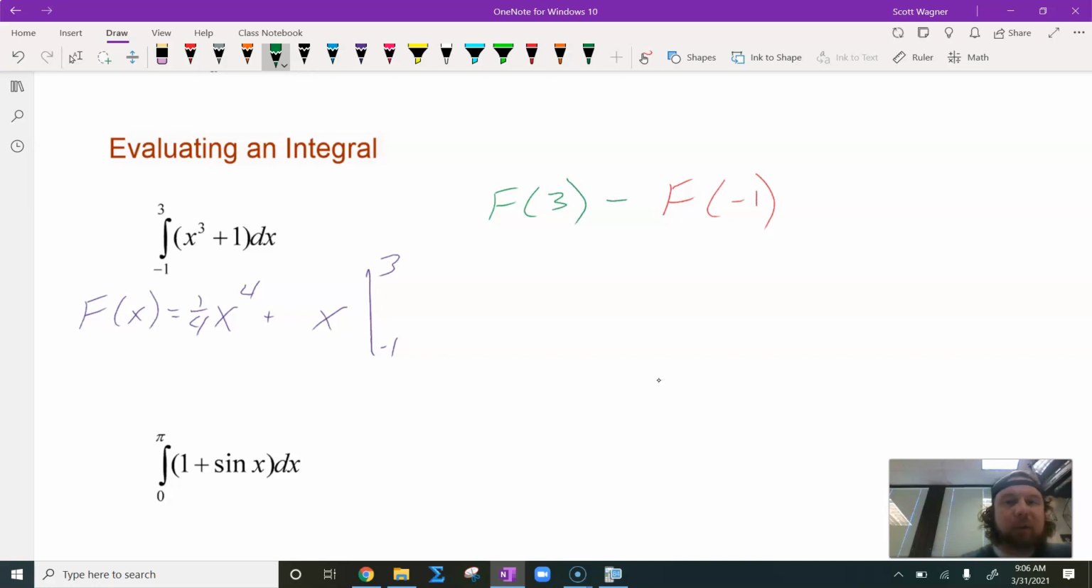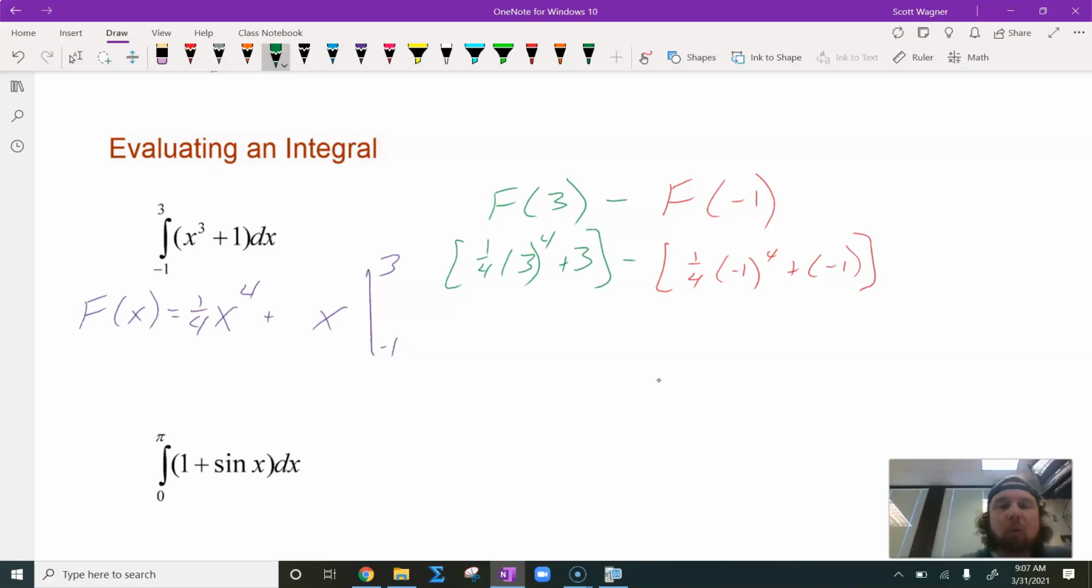So that's really going to be a 1/4 times 3 raised to the power of 4 plus another 3, minus, now I have to do the other part, the red part there, the antiderivative at -1. So I have to substitute -1 into my antiderivative formula. So that's going to be a 1/4 times -1 to the power of 4 plus a -1. Okay, well, I can clean this up a little bit.